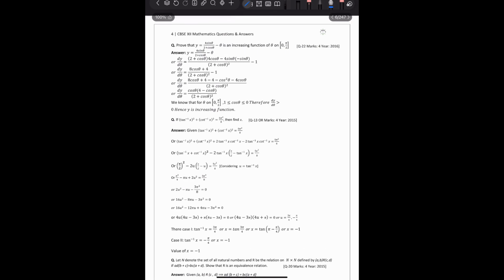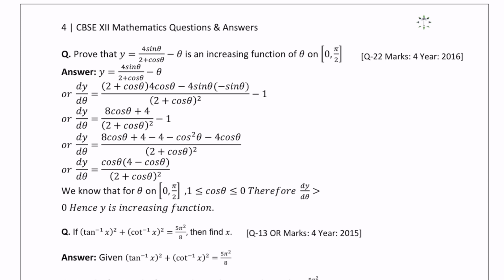Now let us go to the next question. This question was asked in 2016, a 4 marks question. It is given that y equals 4 sin theta by 2 plus cos theta minus theta, and we have to prove that this is an increasing function in the range 0 to pi by 2. Now what is an increasing function? How to find out an increasing function?